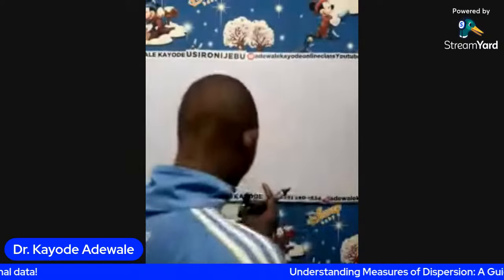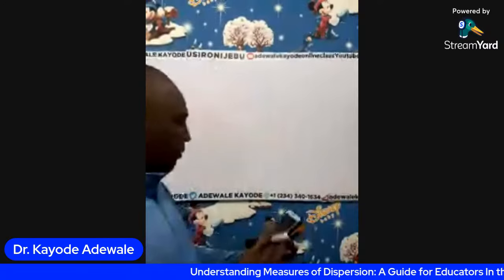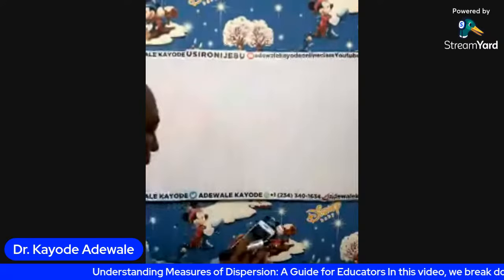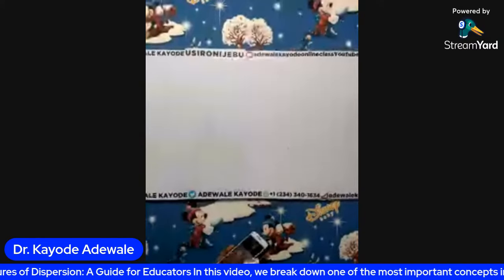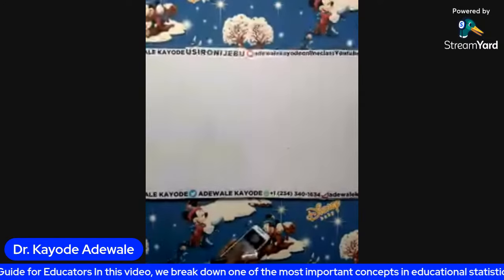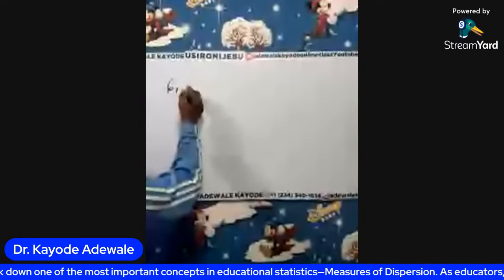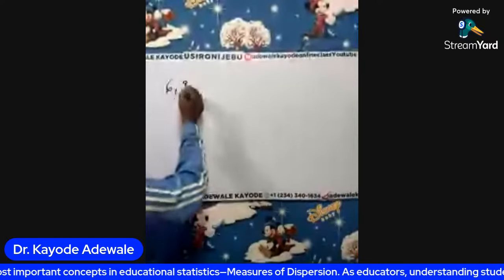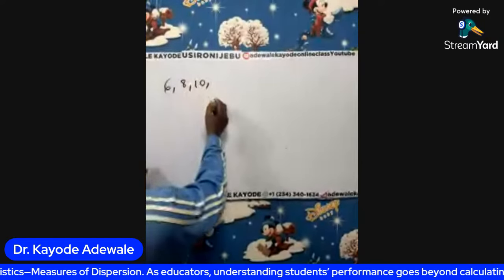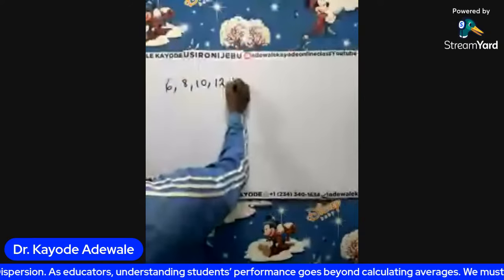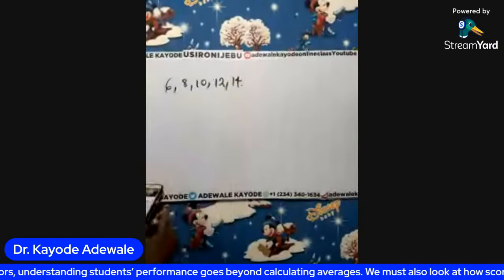Okay, so let's have the data now. I think I have the data here. So I want to see how the data is spread. So we have 6, 8, 10, 12, and 14.